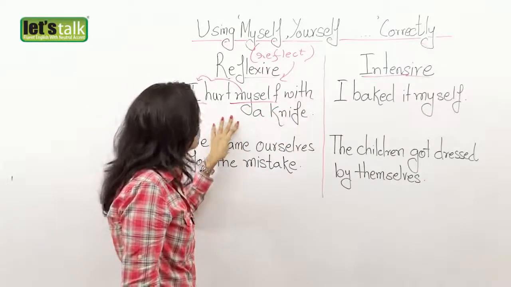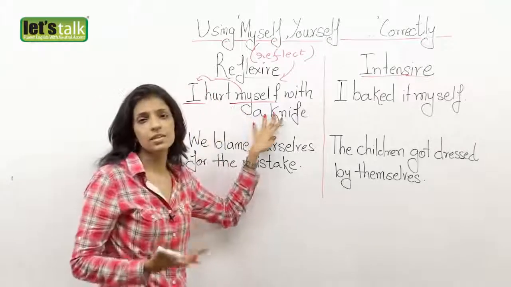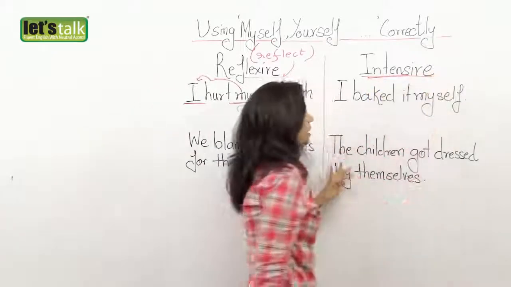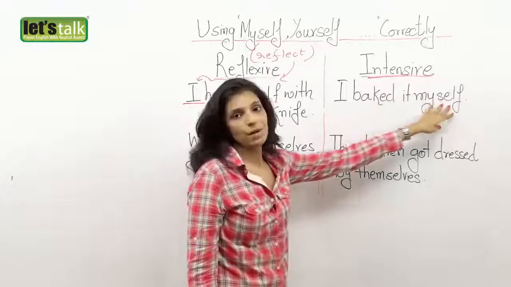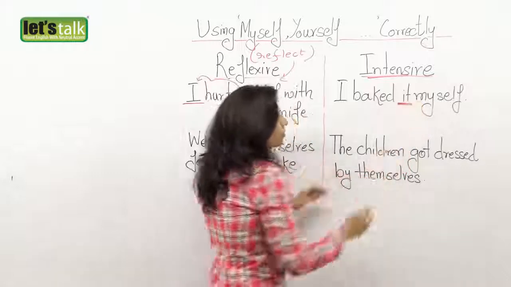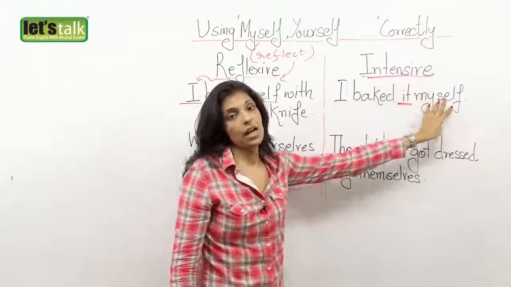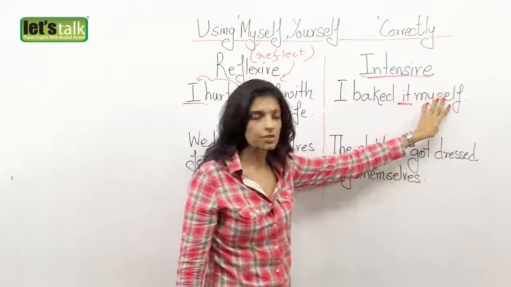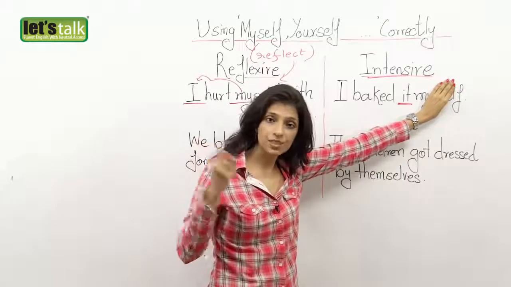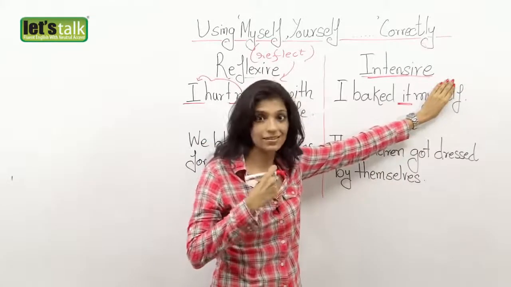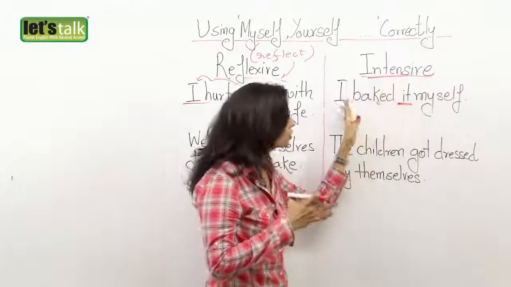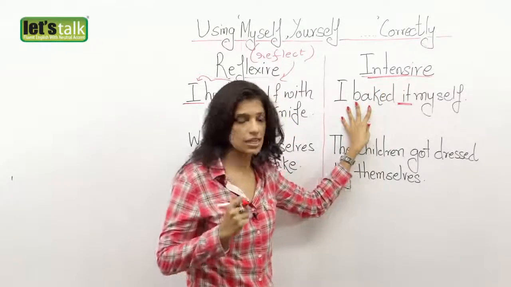Now, though myself, yourself, ourselves, themselves are called reflexive pronouns, we also use them as intensive pronouns. For example, I baked it myself. Here I did not bake myself, obviously not. I baked it. So probably I baked a cake myself. It's not necessary to use myself here. If I do not use it, it's I baked it. But when I want to emphasize that I did it on my own, I say I baked it myself. So intensive pronouns just do the job of emphasizing what you're saying.